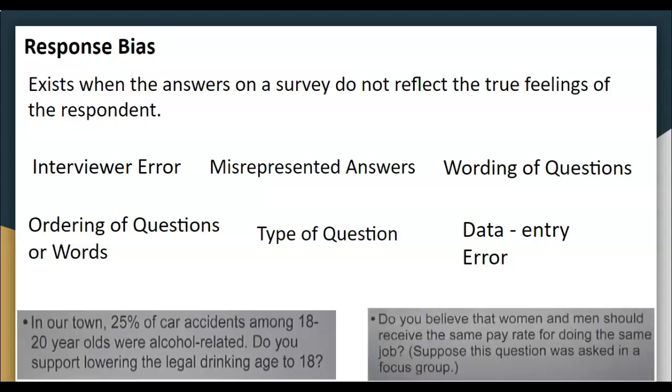Another example: do you believe that women and men should receive the same pay rate for doing the same job? Let's suppose that this question was asked in a focus group. Response bias occurred in this situation because the respondent would be hesitant to give a no answer because of social desirability concerns. The behavior of the respondent would yield an unrepresentative number of no answers.